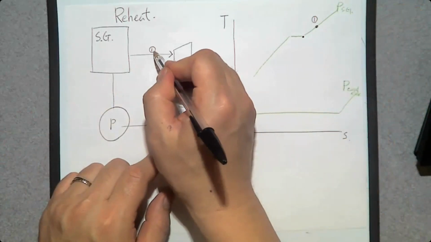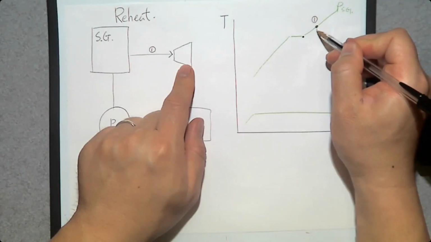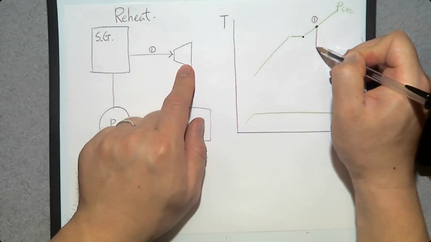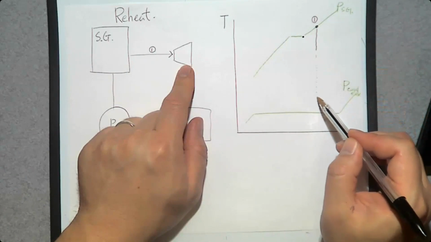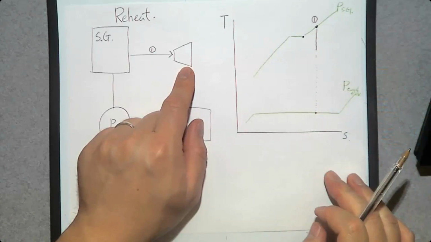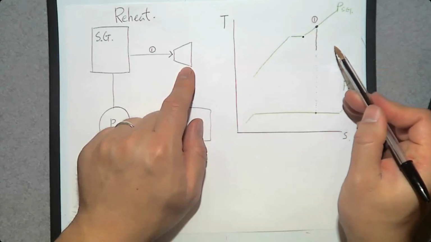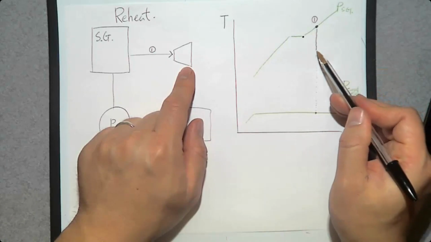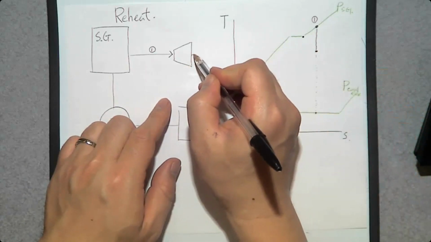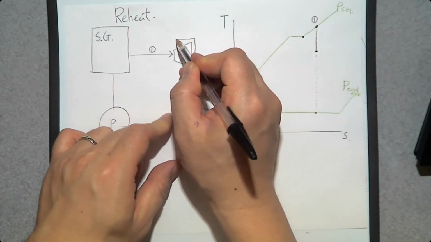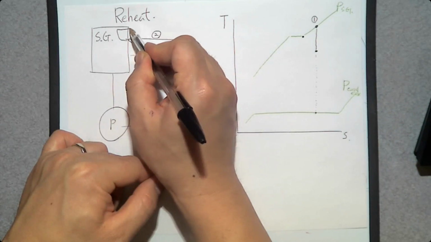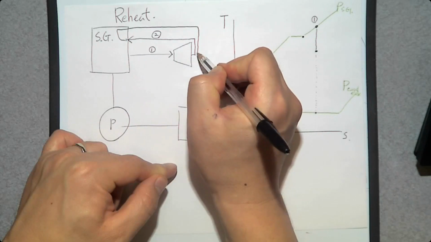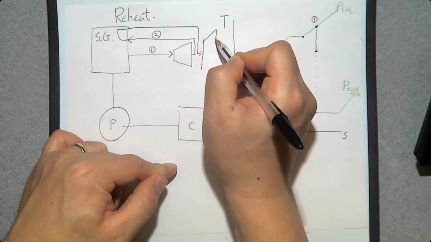So number 1 enters the turbine, expands isentropically. But when you move down, you're going to end up here. Then is there any way to move to the right-hand side? Yes. In the middle of the expansion, you stop it and then return that back to the steam generator so that it can receive additional heat. Then bring it back to the second stage turbine.